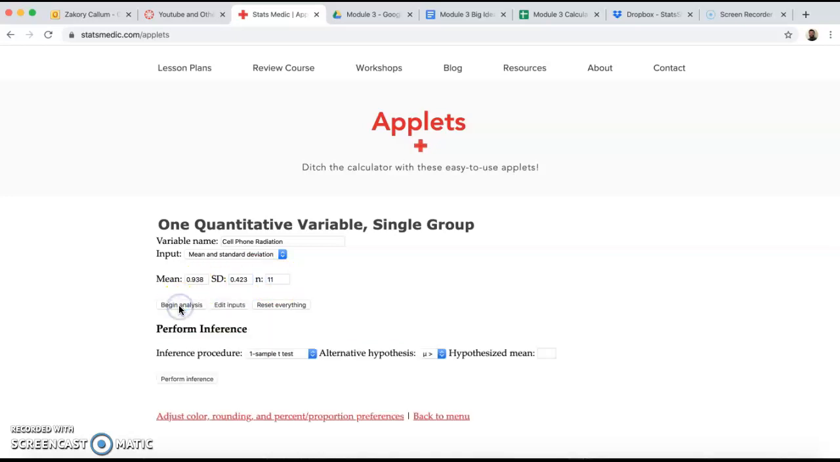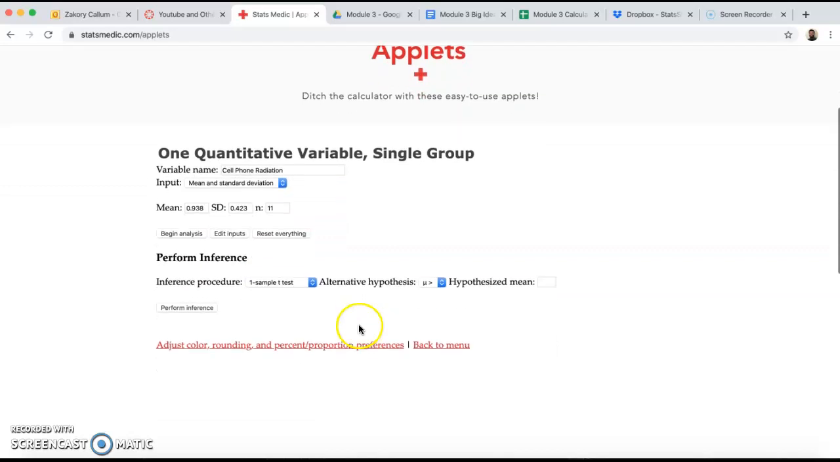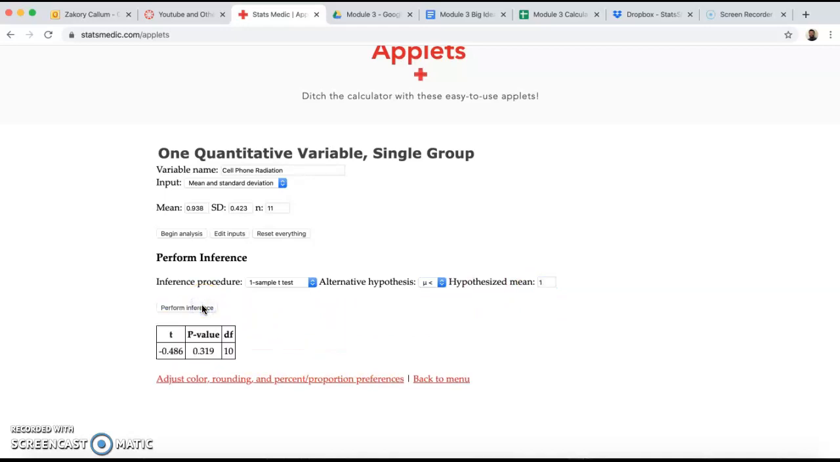I click begin analysis, and essentially it'll just take me to where it'll allow me to do the test I want for the p-value. Now notice it's just a one sample t-test, keep it that way. The alternative hypothesis, I change it to this less than, since that's what my alternative hypothesis was. And that hypothesized mean, or the claimed mean, I'm going to put 1. And then just perform my inference from there.